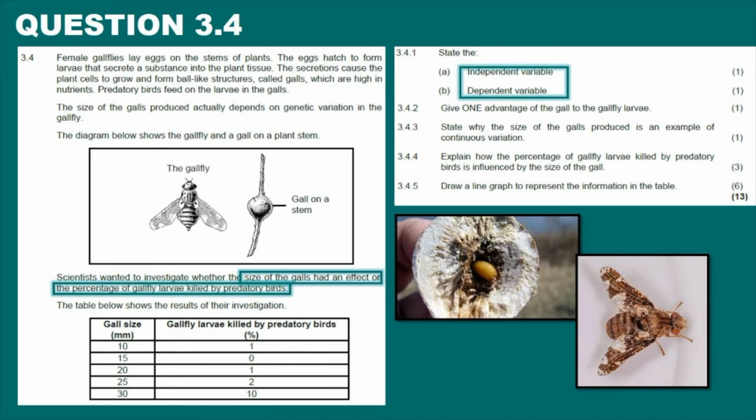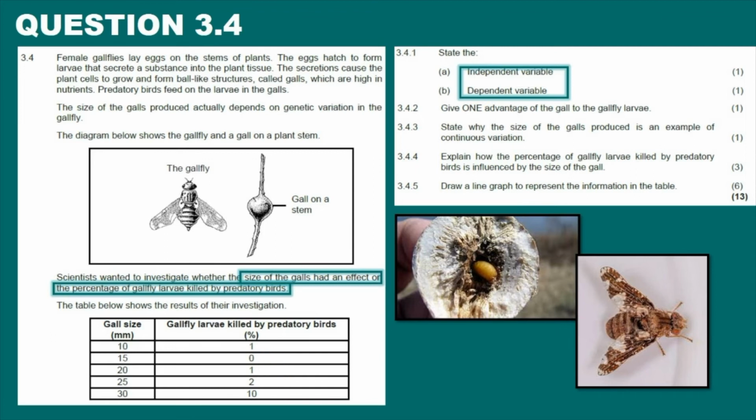In question 3.4.1, they say state the independent and dependent variable. As I said in my summary, you should know where to find your independent and dependent variable, or you need to know the definition. Your independent variable is what the scientists chose or decided on, and the dependent is what is measured. If you are not sure how to answer questions like this, remember the independent is the first column and the dependent is your second column.